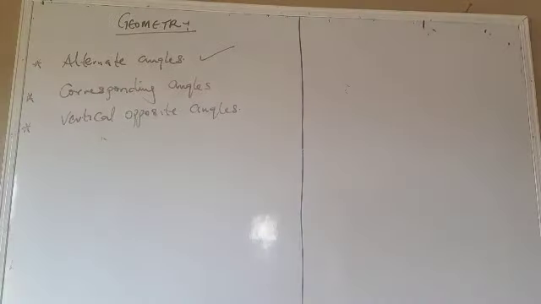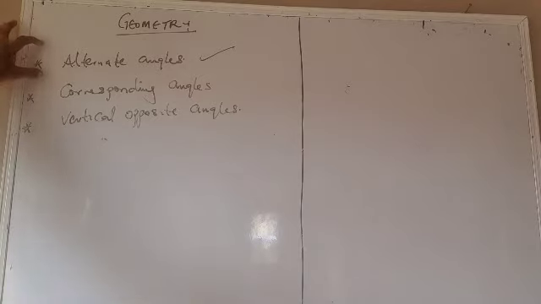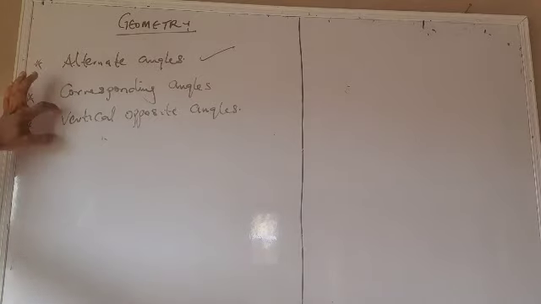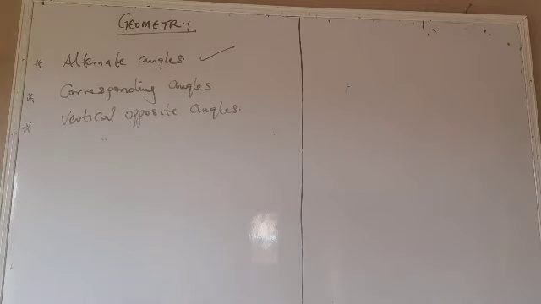Now, to go on, for us to understand better, we're trying to look at some tips that are very essential for our understanding of this geometry. We have what we call alternate angles, corresponding angles, and vertical opposite angles. These three concepts will be well understood. The first one is alternate angles.